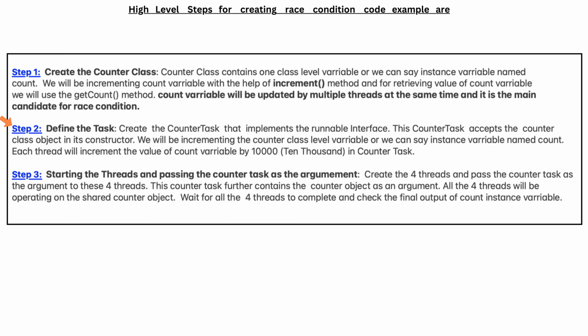Step 2. Define the task. Create the counter task that implements the runnable interface. This counter task accepts the counter class object in its constructor. We will be incrementing a counter class variable, or we can say instance variable named count. Each thread will increment the value of count variable by 10,000 in counter task.